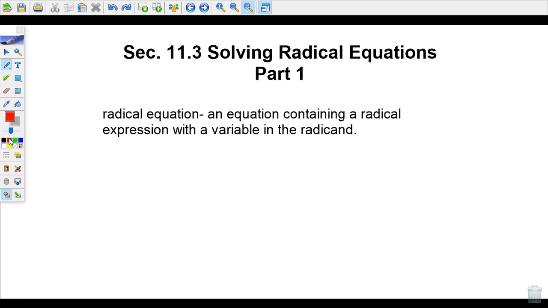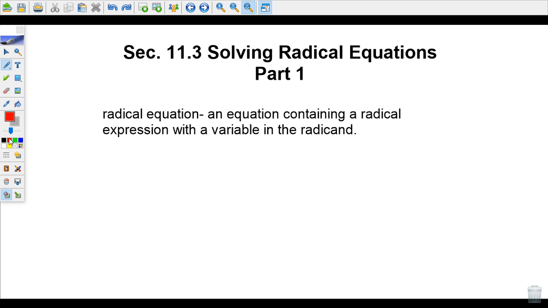Hello, algebra students. In this video, we're going to move on to section 11.3, which is solving radical equations. In our last section, we simplified radical expressions. A radical expression just meant that there was a radical symbol in the expression. That's pretty much what a radical equation is. It's an equation containing a radical expression with a variable in the radicand. So it has a radical symbol and there's a variable underneath the radical symbol in the radicand.